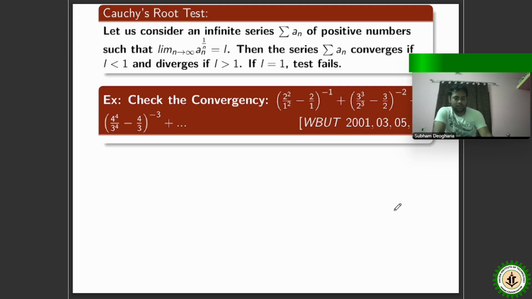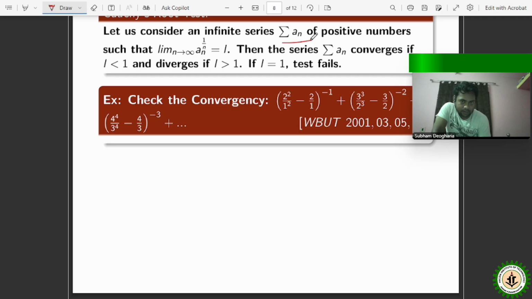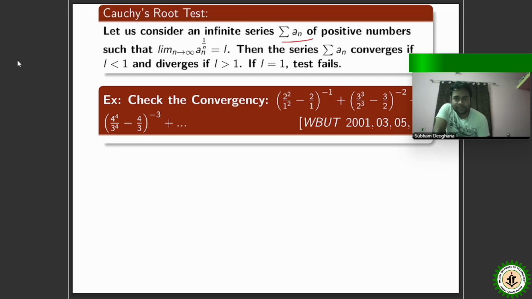Okay. Now come to the next part, which is Cauchy's root test. Here we are taking an infinite series a_n such that limit n tends to infinity a_n to the power 1 by n is equal to L. Now a_n will be convergent if L is less than 1 and will be divergent if L is greater than 1, and this test fails if L equals 1. Now this is an example.